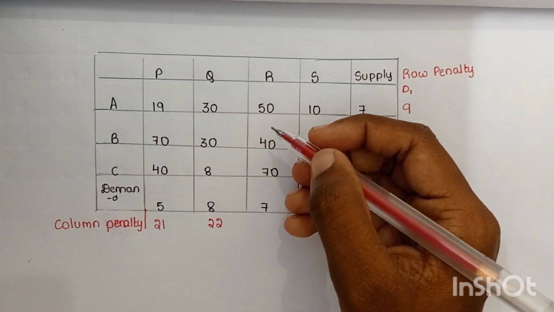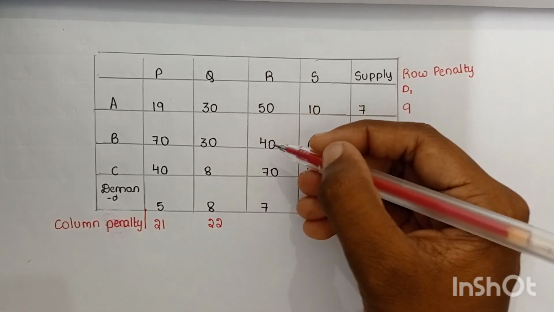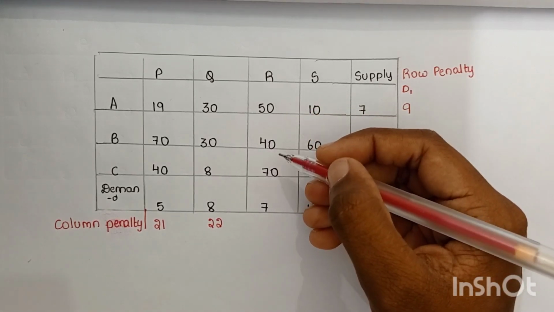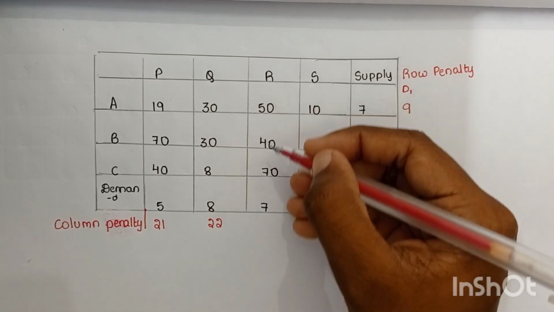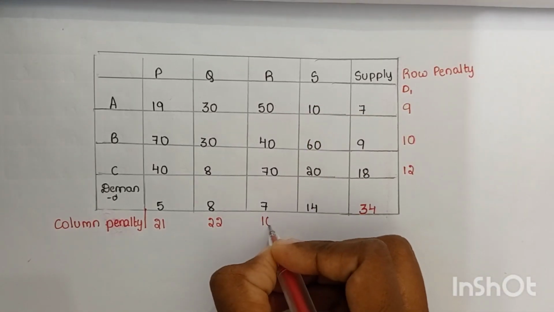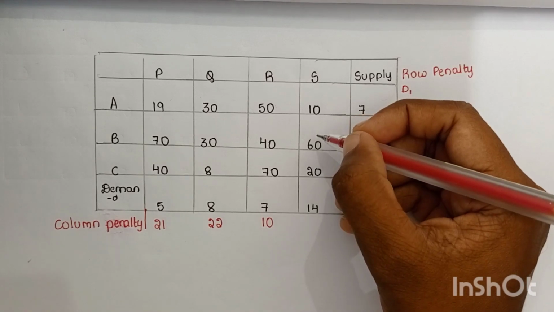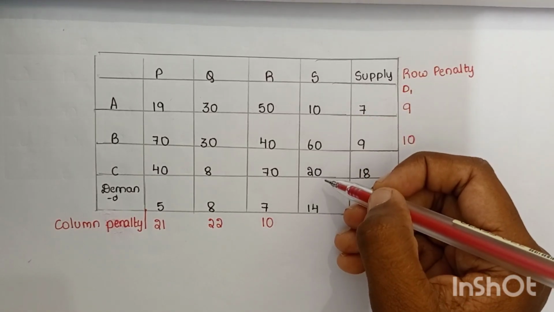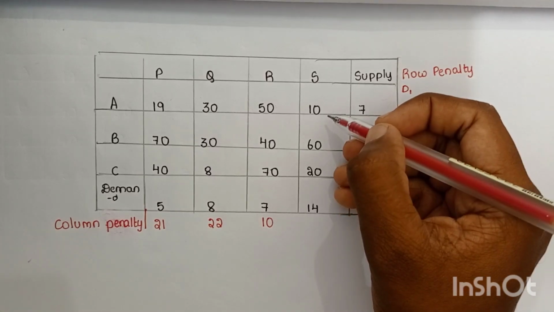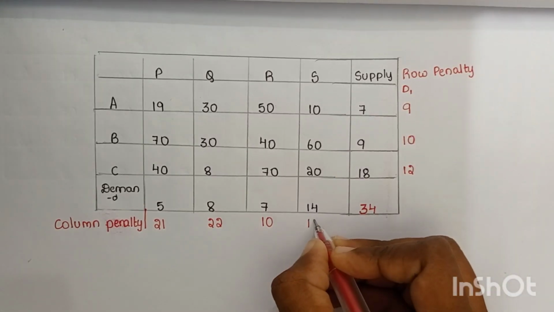And when we come to the third row, the values are 50, 40 and 70. So the first least value is 40 and the second least value is 50. So 50 minus 40 is 10. In the fourth column, the first least value is 10 and the second least value is 20. So 20 minus 10 is 10.